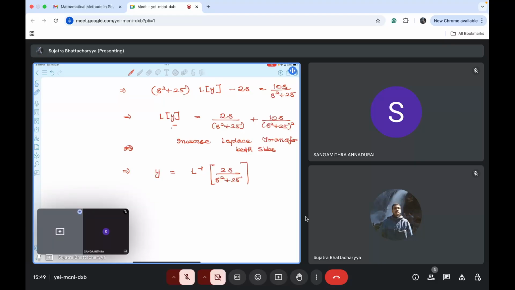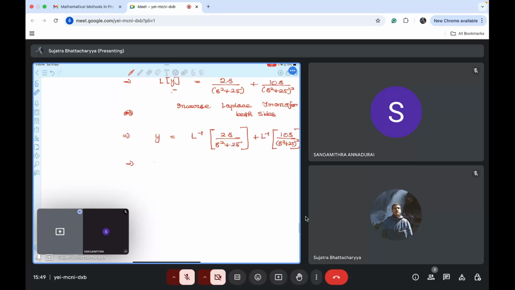The first function is easy to find out. Second function, we will see, 10s divided by s square plus 25. This is also easy. We have to think it. Okay. So this will be y. And what about this? 2s upon s square plus 25. So 2 can be taken outside. This is nothing but cos of 5t. Right? Because it is s square plus 5 square, 25. Plus L inverse of, let it be as it is like this, 10s upon s square plus 25 whole square.